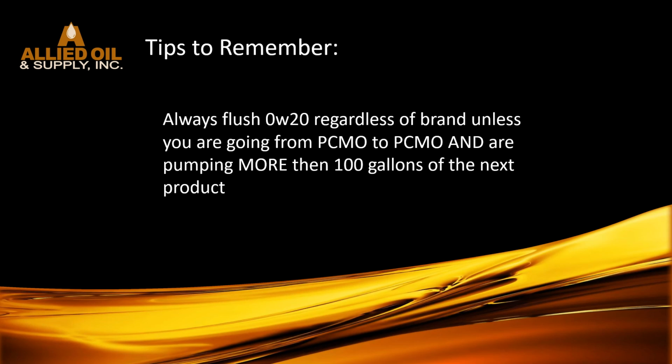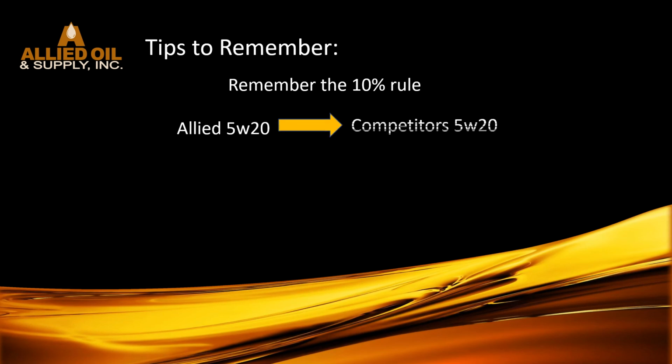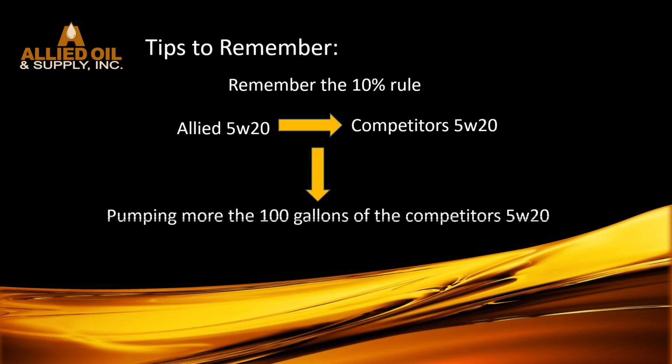However, when moving from an Allied product to a competitor's product, remember the 10% rule. For example, if you are going from an Allied 520 to a competitor's 520 and are pumping 100 gallons of the competitor's 520, there is no need for additional flush because you are pumping more than 10% of the amount of Allied that would be in the line.